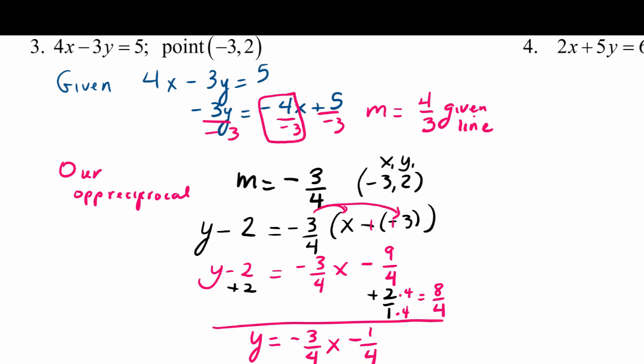So notice that we just keep doing the same steps over and over again the last few videos. So hopefully you're getting enough practice that this is starting to really get to be natural. So the only difference this time, those slopes are opposite reciprocals. You're ready to do number 4. So I'm going to show you number 4 and have you try it.